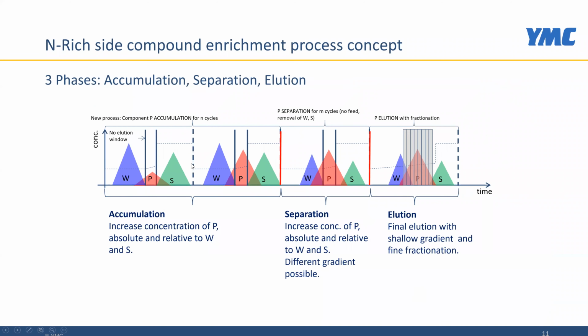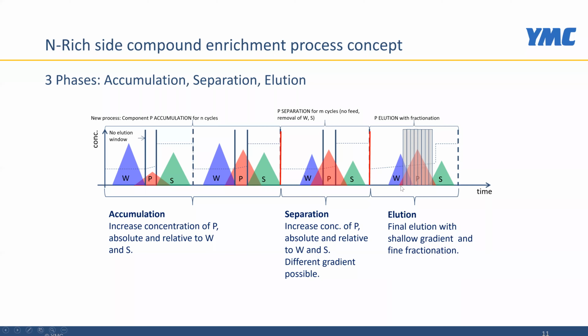Okay, so the enrich process has 3 phases. First, an accumulation phase where we grow a certain compound of interest, so a certain region of the chromatogram is selected for enrichment, and then it's grown inside the process. So the concentration of the product is increased, and then this accumulation phase is followed by a separation phase where the concentration of this compound of interest is kept constant, and the other compounds that we do not want are decreased in concentration.